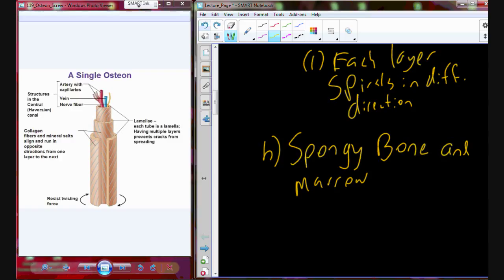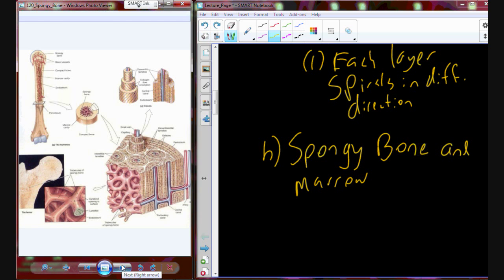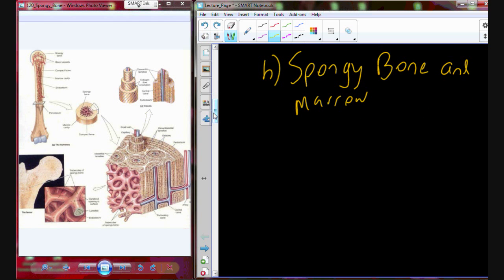Okay, so that's the compact bone. What about the spongy bone and the marrow? Again, we've already identified spongy bone and marrow, and we're going to see osteons there as well. It's going to be the individual osteons making up the trabeculae.